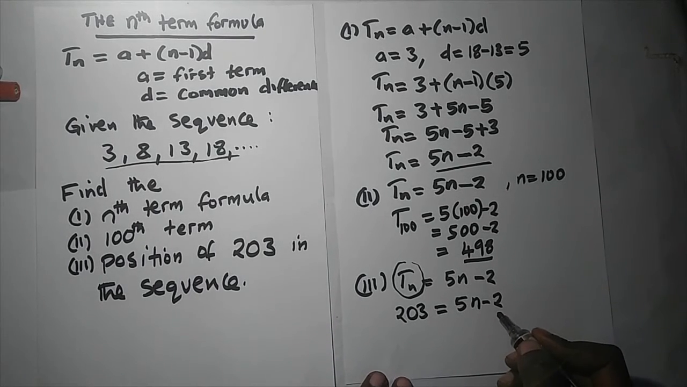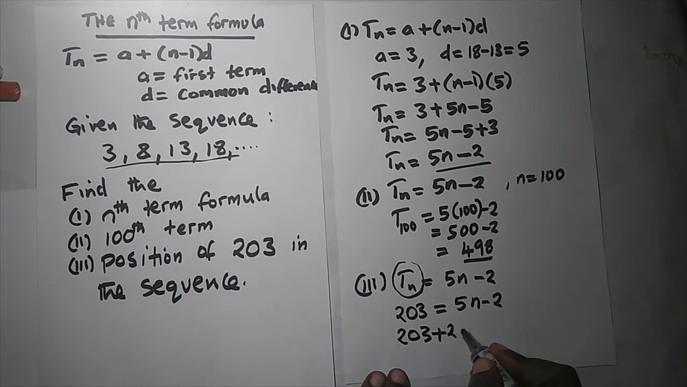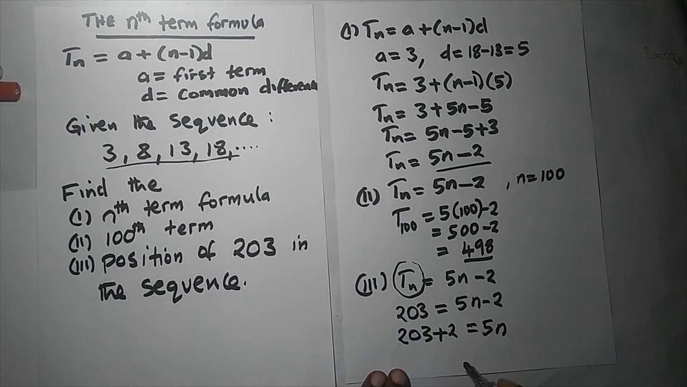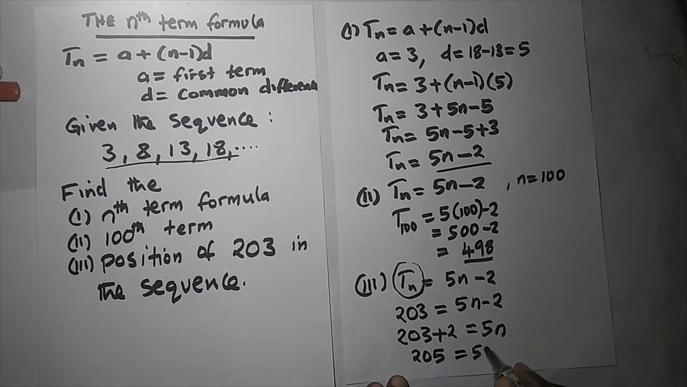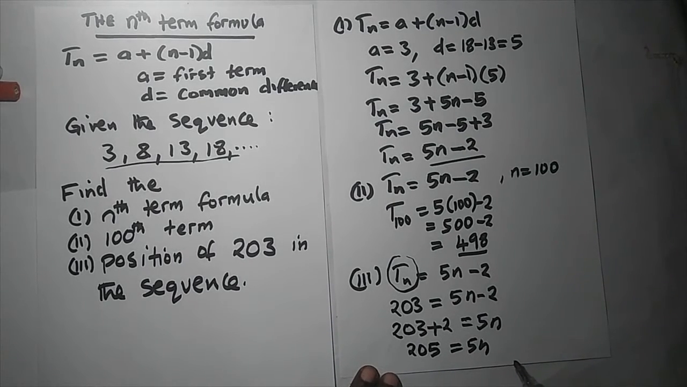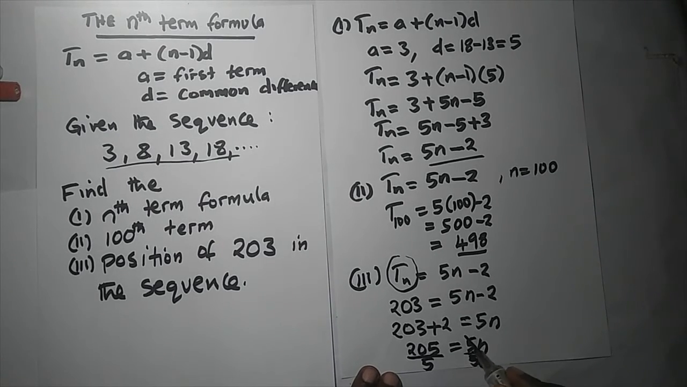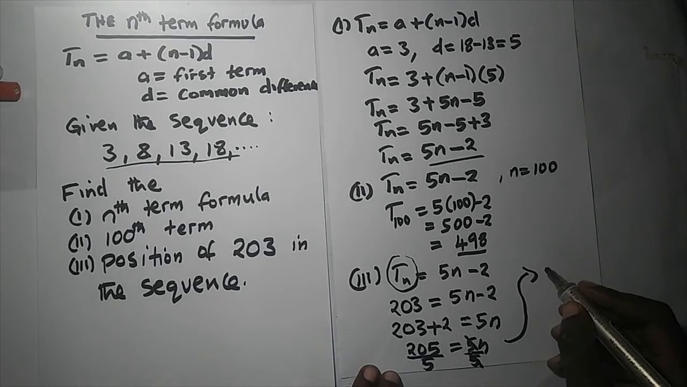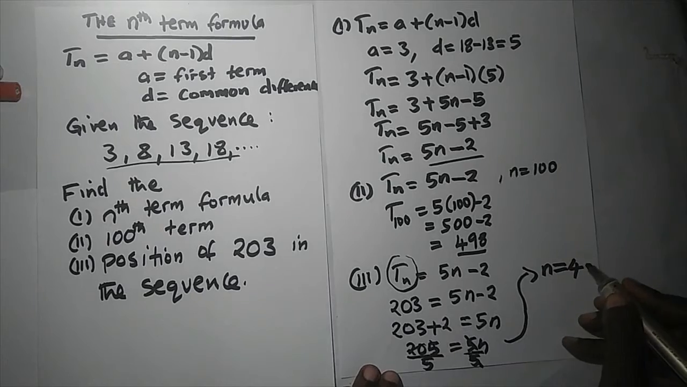Then at this stage we are going to collect like terms. So we have 203 + 2 = 5n. 203 plus 2 gives us 205, which is equal to 5n. For us to solve for n, we divide both sides by 5. This 5 cancels with that, and then we have n = 205 divided by 5. 5 into 20 goes 4, and 5 into 5 goes 1.